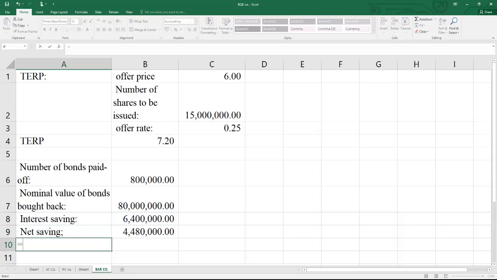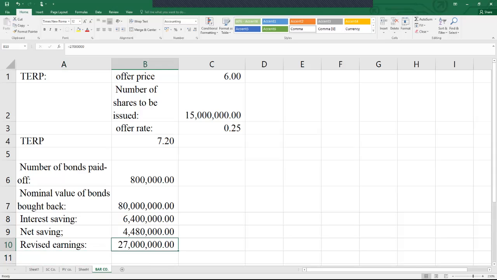Therefore, the revised earnings of the company will be equal to the old earnings, before this came in. The company's current earnings, what is it? The company has a total earning of 27 million, as per the profit and loss account given there. Plus the new earnings, which I just made from the saving on the interest you used to pay. Therefore, your revised earnings is equal to that 148.